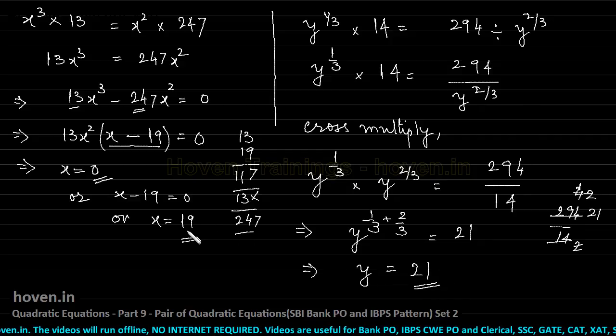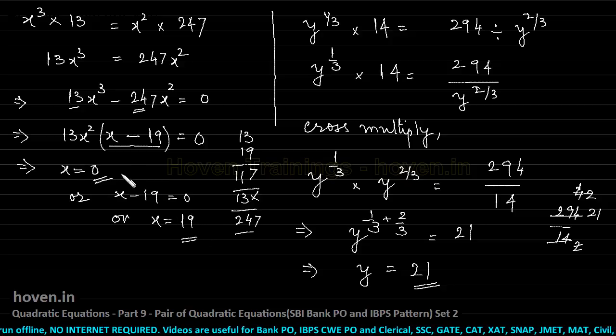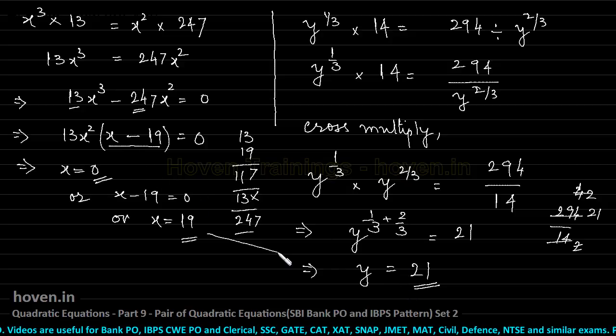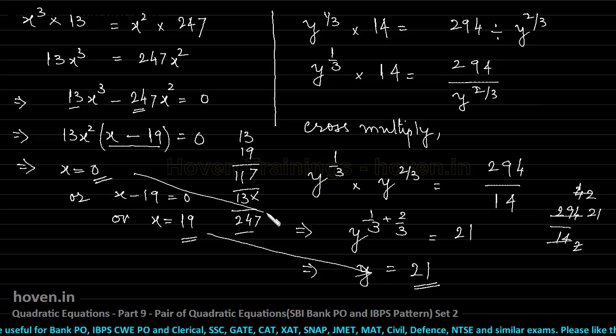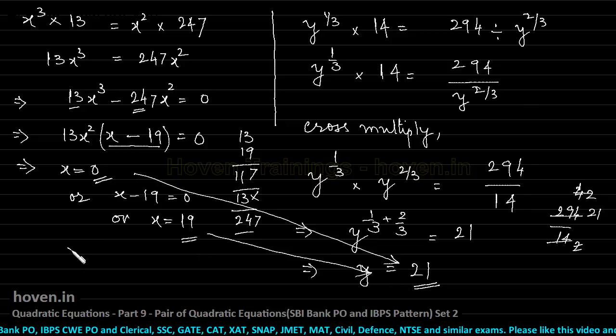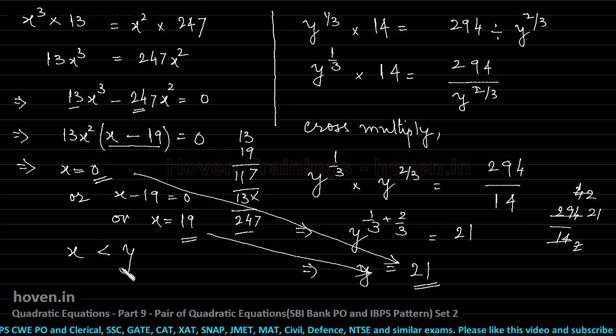So we have x is 0 or 19 and in both the cases x is less than y because 0 is less than 21 and 19 is also less than 21. The relation that is confirmed is x less than y.